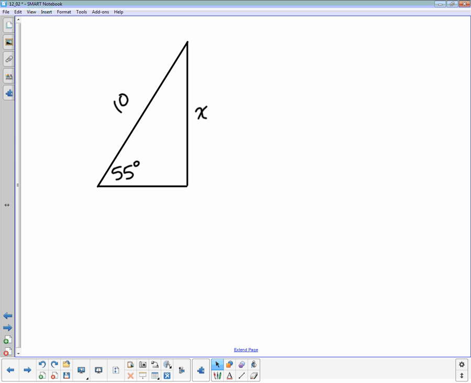Here's the process. This is a typical example of a problem that you're going to be solving today. First thing you're going to do is figure out which angle I care about. First of all, I need a right angle. Which angle is my theta? Theta is 55 degrees, the angle I care about. Who is the hypotenuse? The 10 is my hypotenuse.